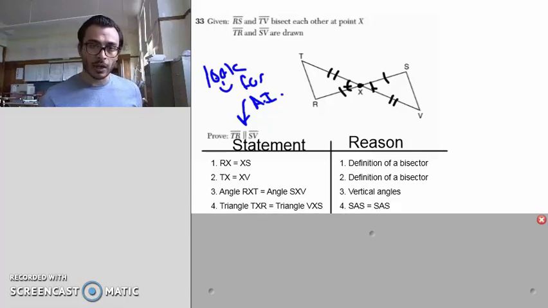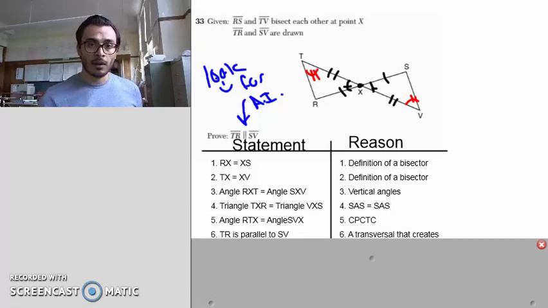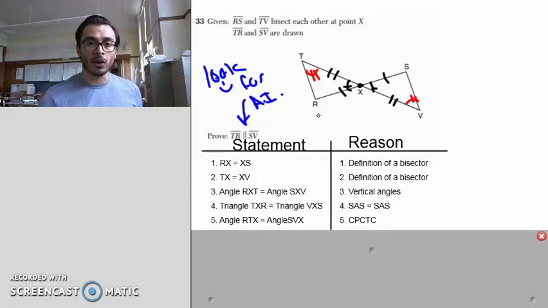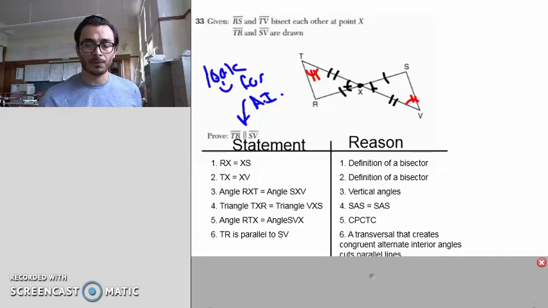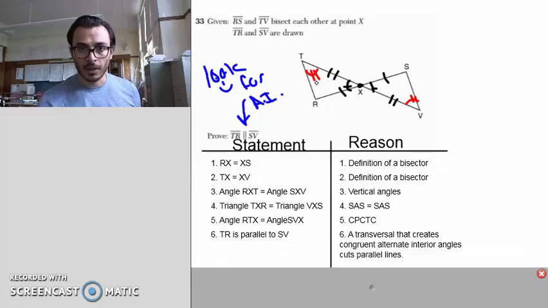If the triangles are congruent, remember I said look for alternate interior angles, then this angle here must be congruent to this angle here by CPCTC. The reason why I look there is because I'm looking for alternate interior angles. So here's my last explanation. TR is parallel to SV, and here's the reason: a transversal that creates congruent alternate interior angles cuts parallel lines.